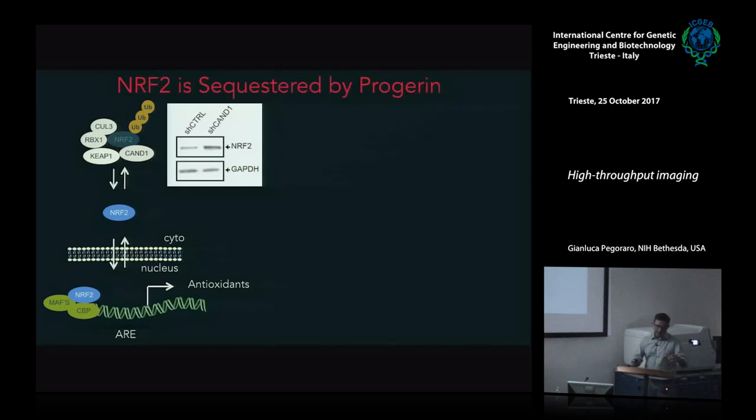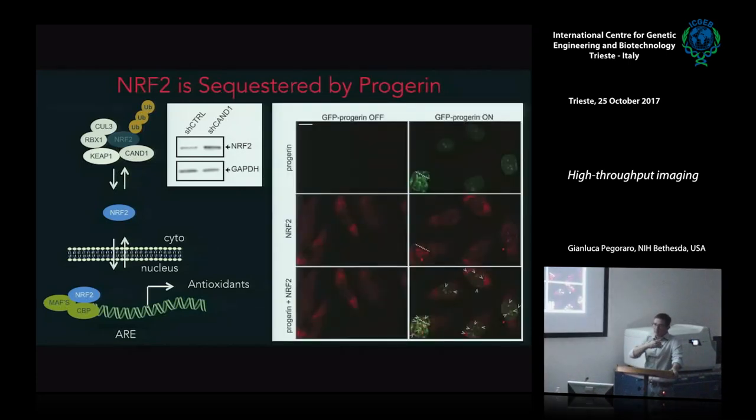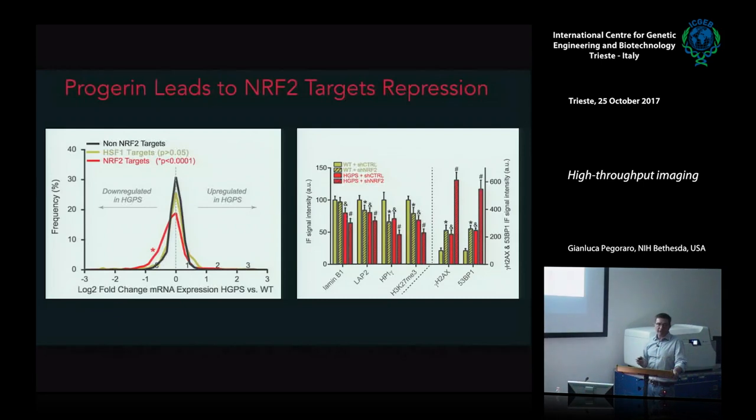The first thing that Nard did was to test whether knockdown of CANDY-1 in these cells actually led to an upregulation of NRF2, and this was indeed the case. Then he went through a series of experiments that I won't show you today, but he found that when GFP-progerin is expressed, NRF2 is sequestered by GFP-progerin and titrated away from its target promoters. The end result from a molecular standpoint is that NRF2 target genes are downregulated in HGPS cells. As I mentioned before, these are antioxidant protective genes, and Nard hypothesized back then that the absence of these genes might lead to the progeria defects.